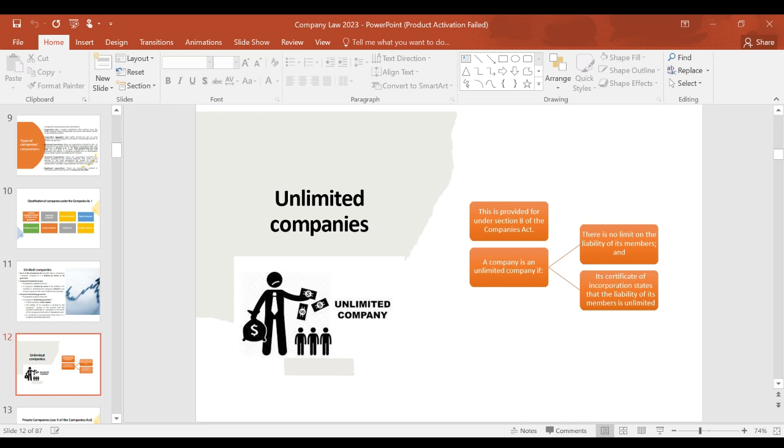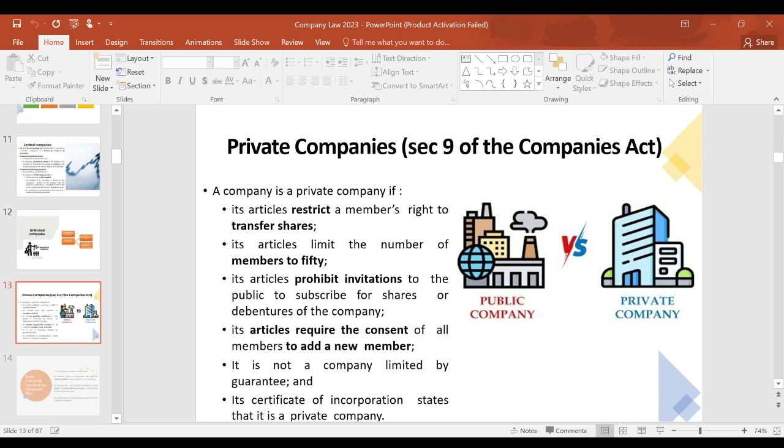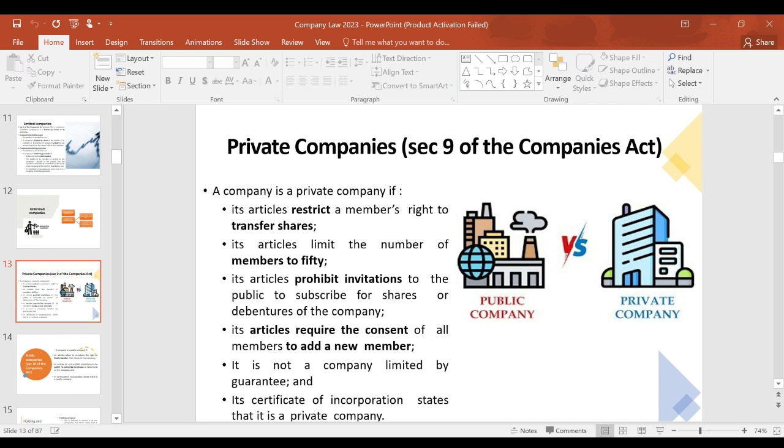So there is no limit to the liability of members, and the certificate of incorporation of that particular company also indicates that such company is unlimited. Now, Section 9 of the Companies Act provides for the private companies. Now we have the private companies and public companies.